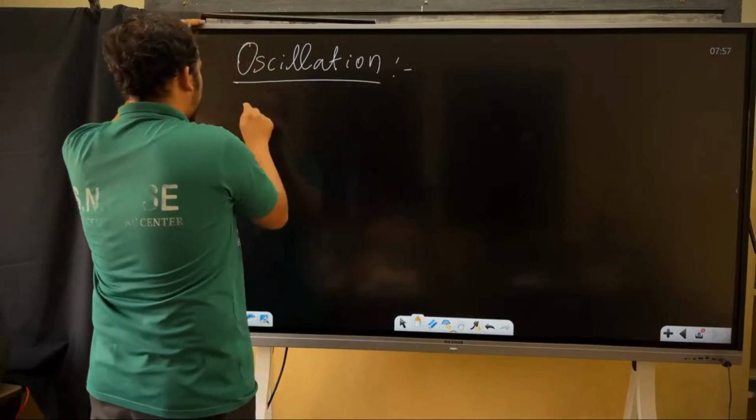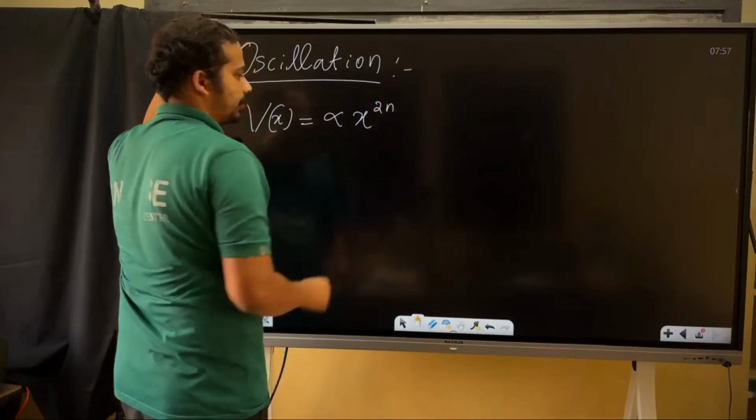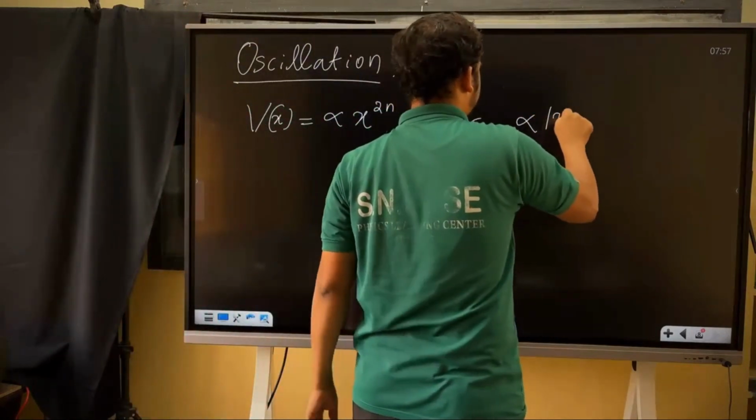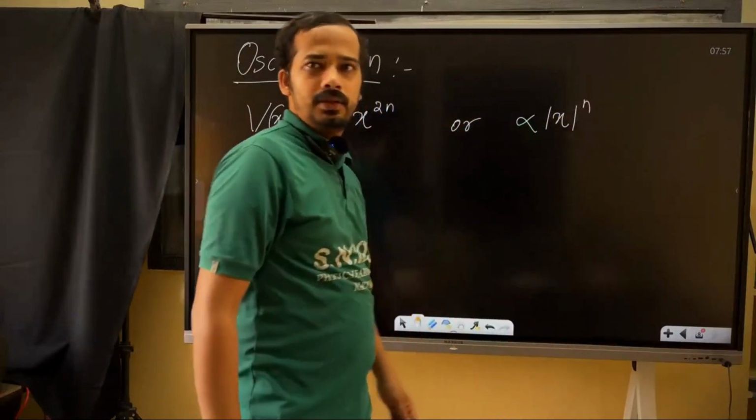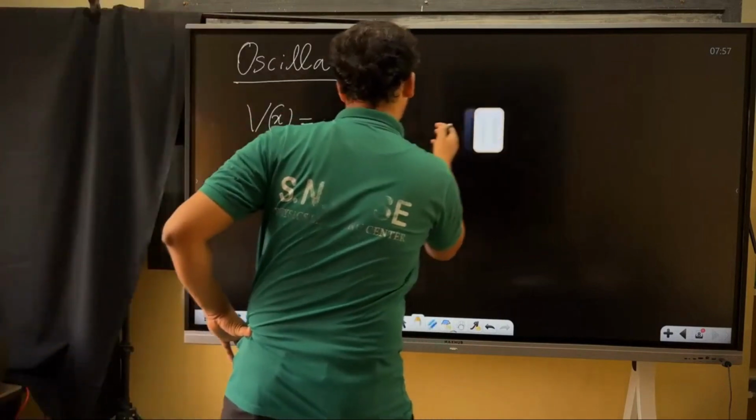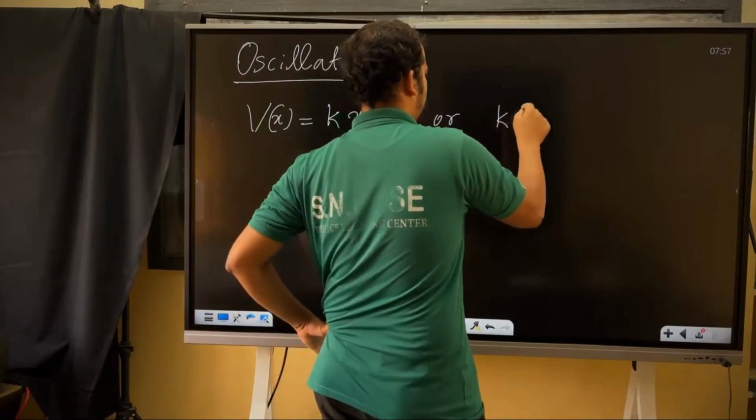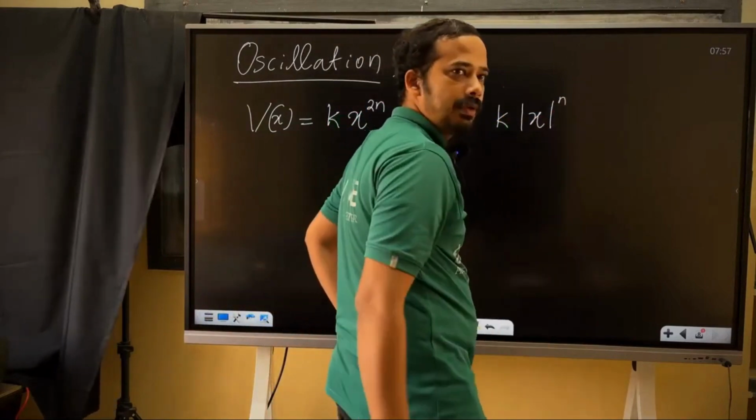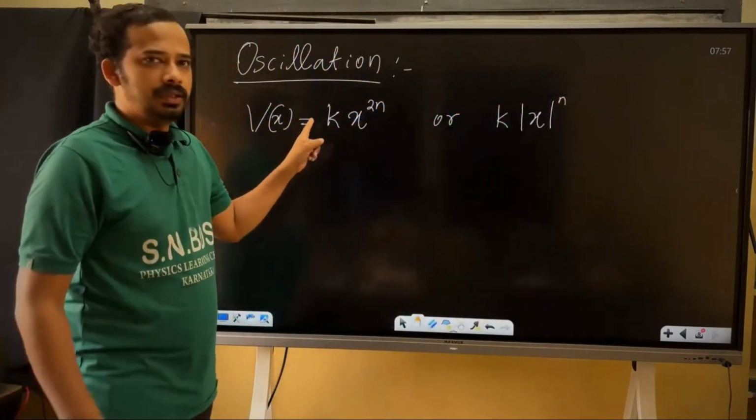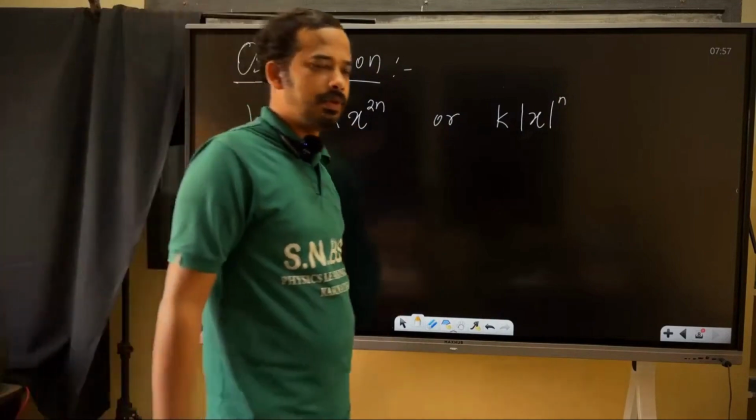Suppose V of x is equal to some alpha x power 2n, or alpha mod x power n. I'll use k only: k x power 2n, or k mod x power n. When you plot them, when n is equal to 1, it's kx squared, our simple harmonic motion, parabolic potential.